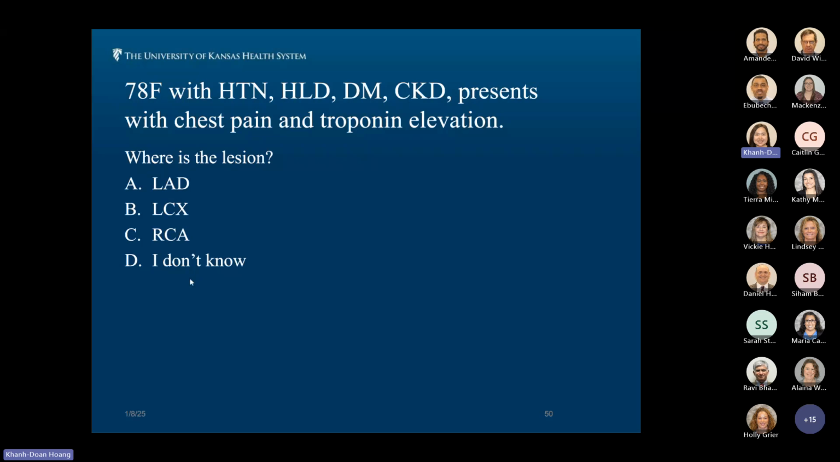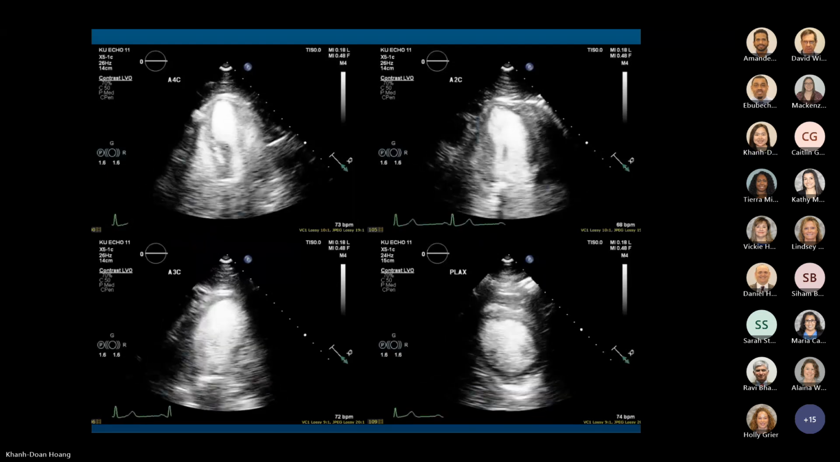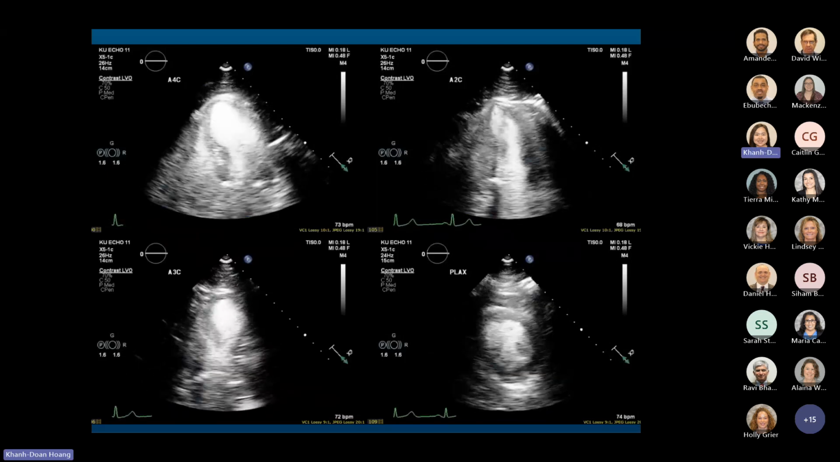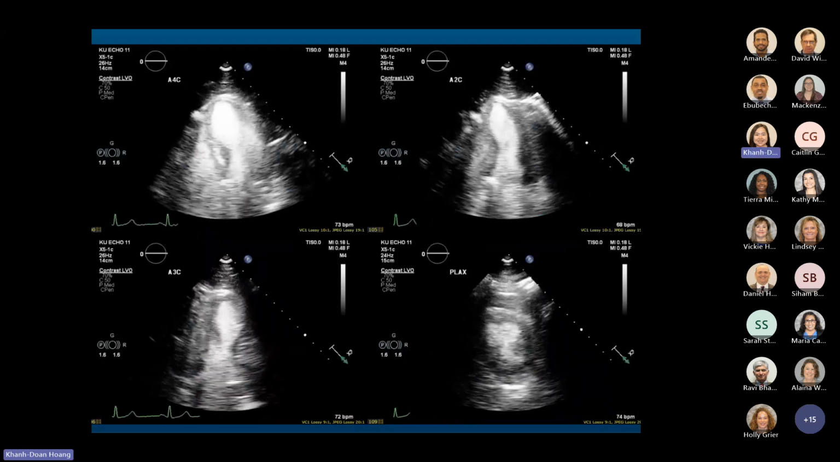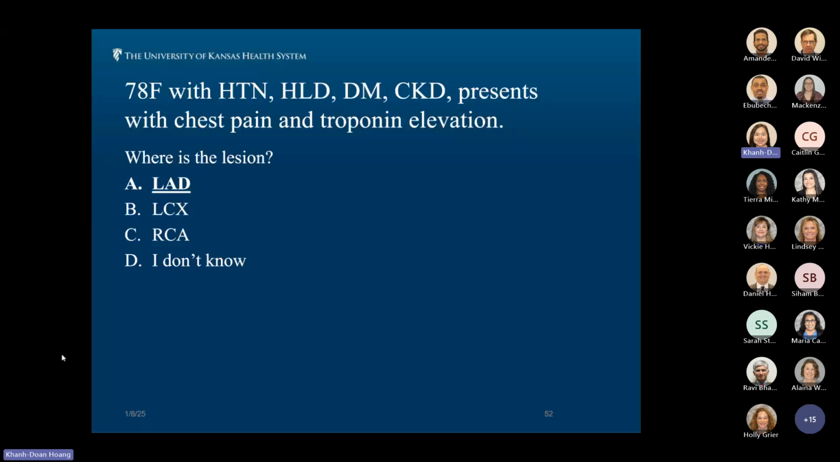All right, two more cases. So we have a 78-year-old woman. She had hypertension, dyslipidemia, diabetes, chronic kidney disease, comes in with chest pain and troponin elevation. And you have to decide, where's the lesion? Is it in the LAD, the circumflex, the RCA, or I don't know. You guys are confident with your answer? Okay. It's the LAD.